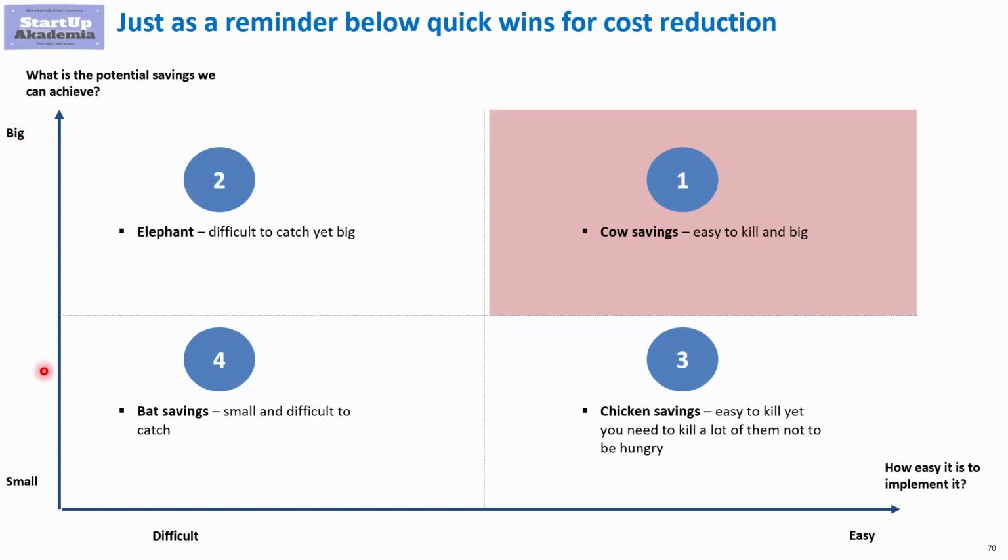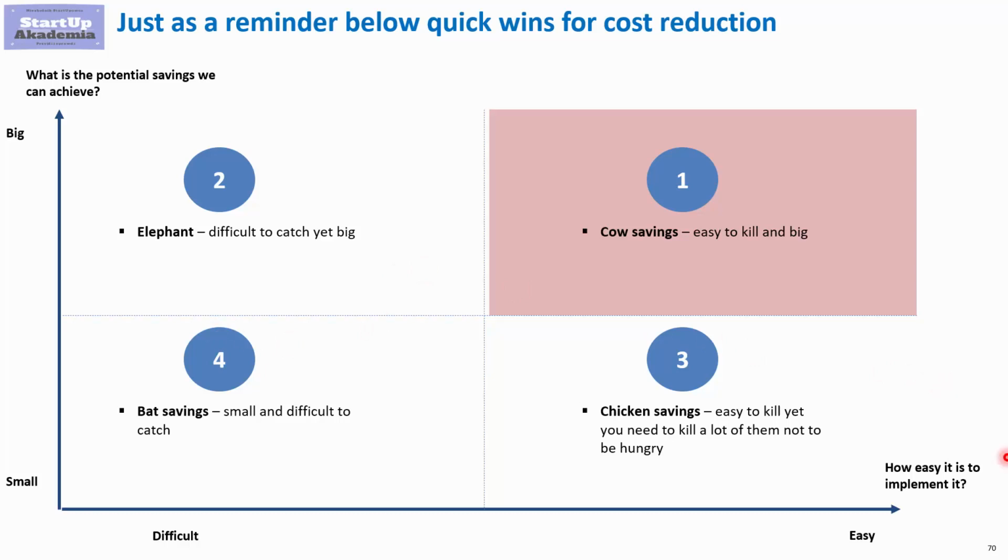And here we would have big, small, easy, difficult. So if something was easy and big, it would be called cow savings. If it's difficult but still big, it would be elephant savings. And then difficult and small would be bats. And then chickens would be things which are easy and small. And obviously, as a first priority, we would do the cow savings, then elephants and chicken savings. Bat savings is something which we would rather consider as a last resort.